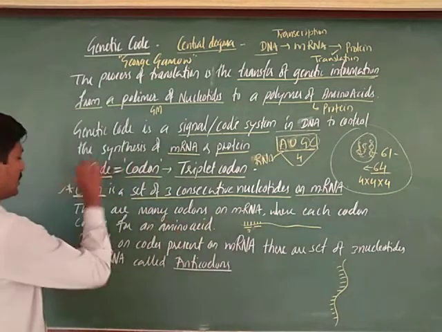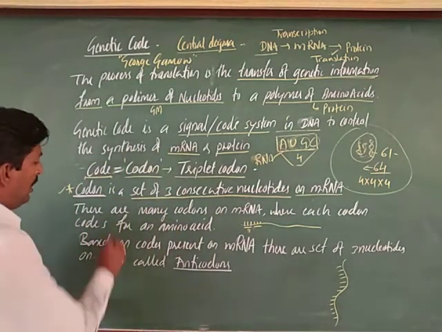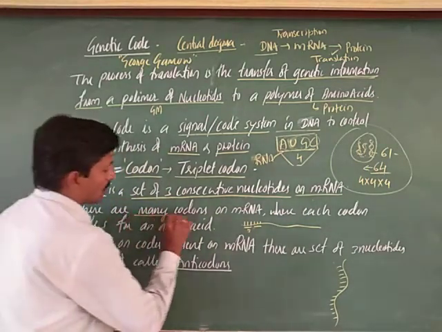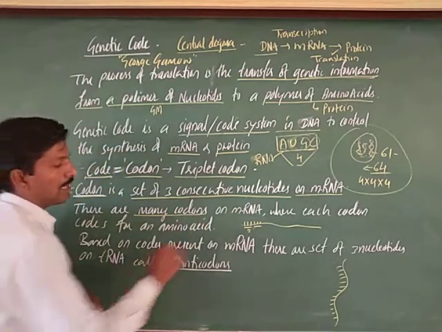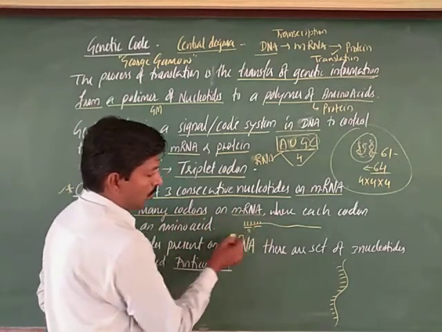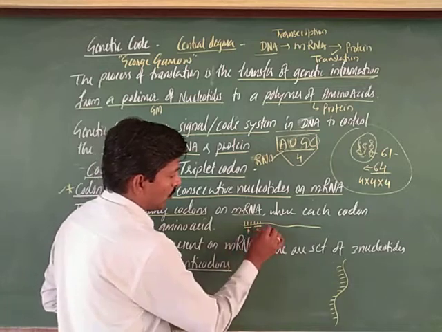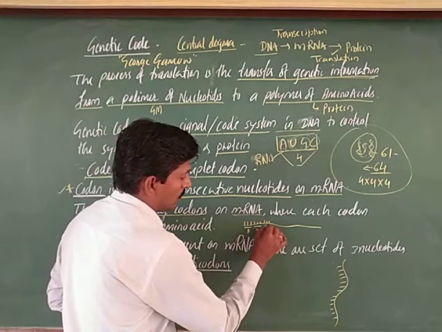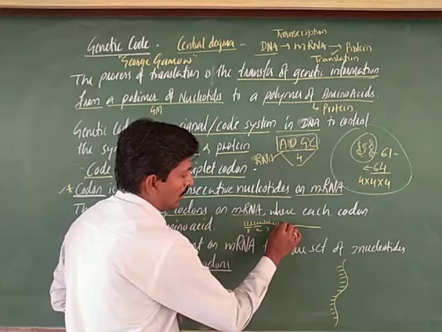So this is clear. There are many codons on mRNA. What I have written here, there are many codons. For example, this is one codon, second codon, next third codon, fourth codon.